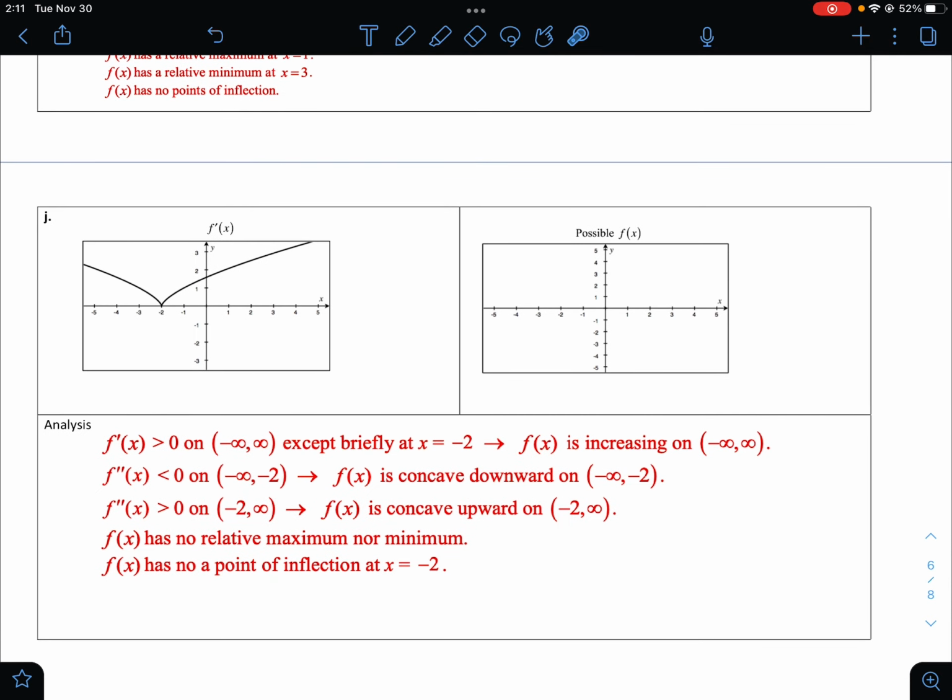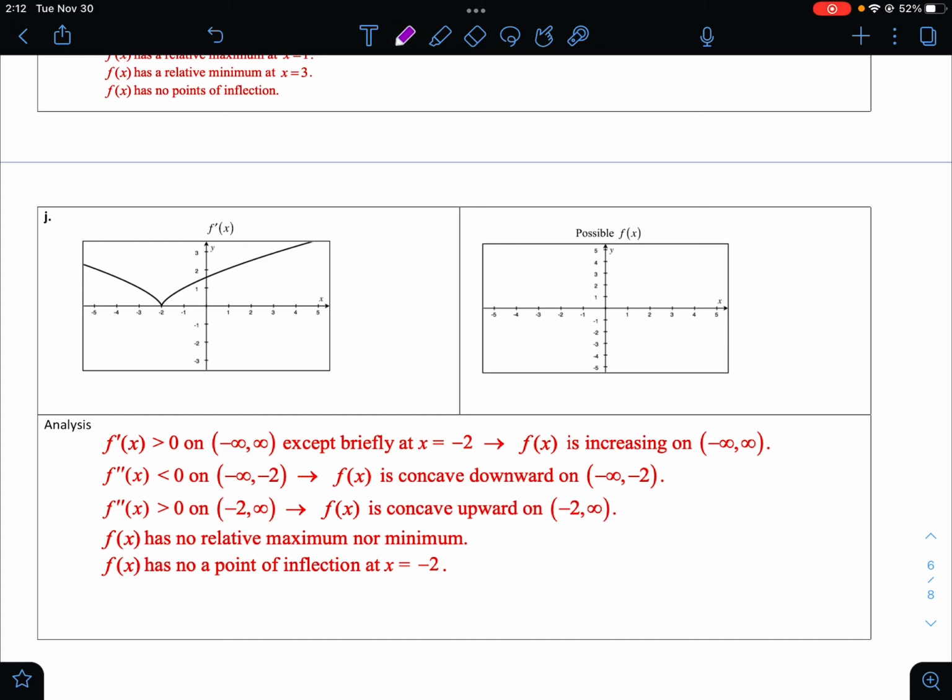All right, last one of these, question J. The first derivative is always positive, except at -2. So the function should be increasing the entire time, except at -2. Okay? The second derivative is negative and then positive, so it should be concave down first, and then concave up after that. There are no relative extrema here because there's no change in derivative signs. And we should have a point of inflection at -2.